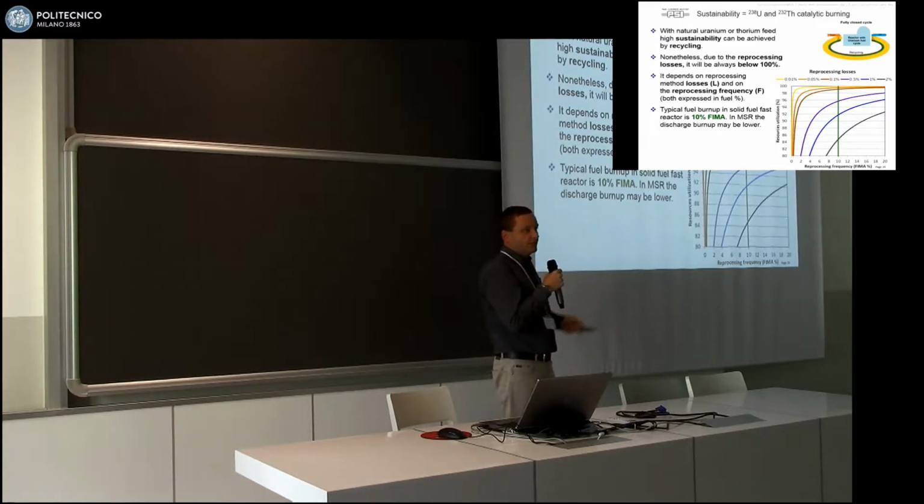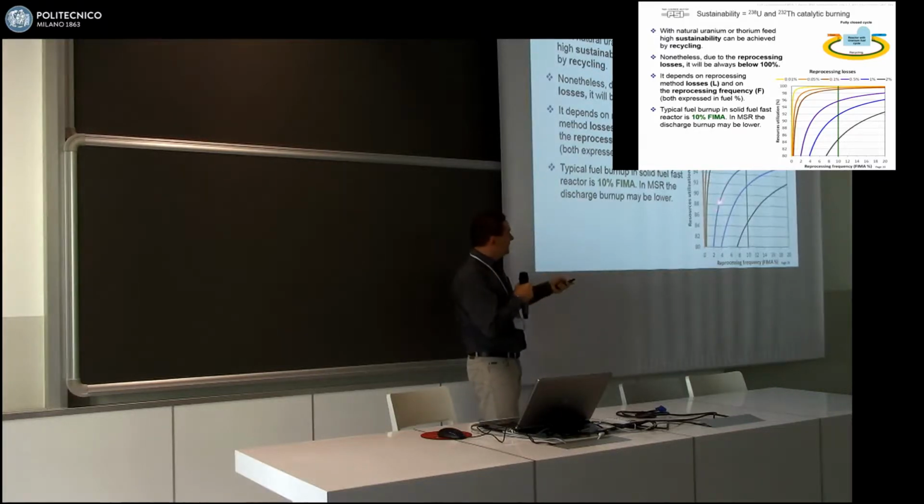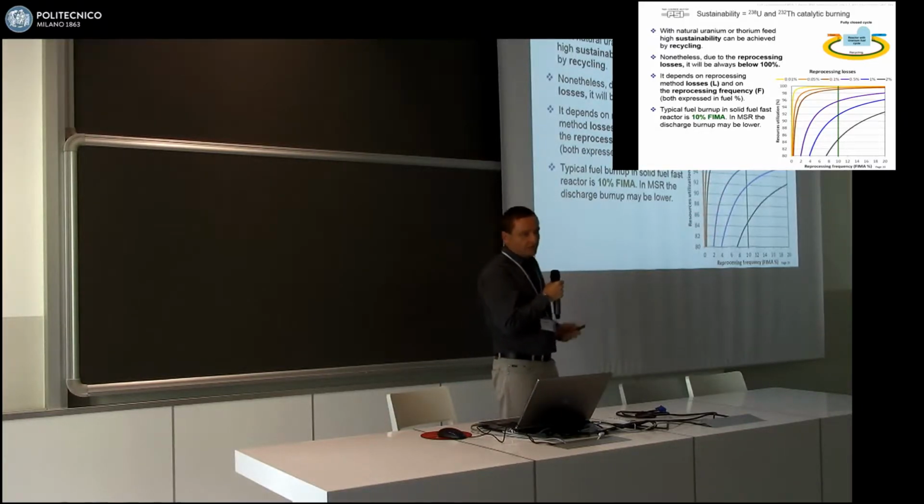So if you don't recycle minor actinides, for instance, and you have 0.1% reprocessing losses, maybe you are somewhere around 95%. But you should be very careful with MSR or other reactors. If you are reprocessing fuel which is slightly burned, so the fission product share is small, then you should have a really efficient method, because otherwise your natural resources utilization may be smaller than 80%.